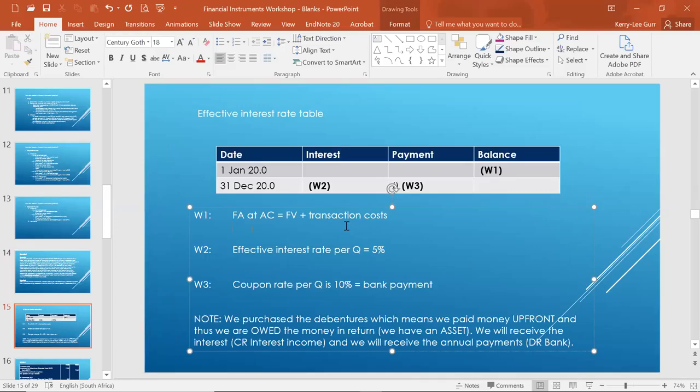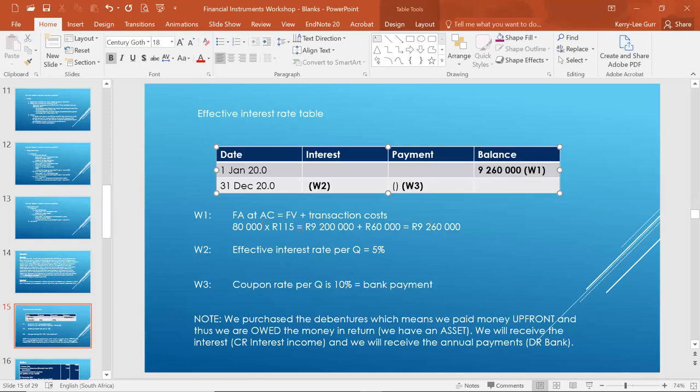We want to know how are we going to value our financial assets. Our financial asset at amortized costs, we take the fair value plus the transaction costs. Okay, so our fair value is 80,000 debentures at 115 per debenture, which means we have 9,200,000 Rand. We need to add our transaction costs of 60,000 Rand, which means we are starting off with a value of 9,260,000 Rand. I want to do this with you because I want you to be able to see how we actually get this whole table filled in.